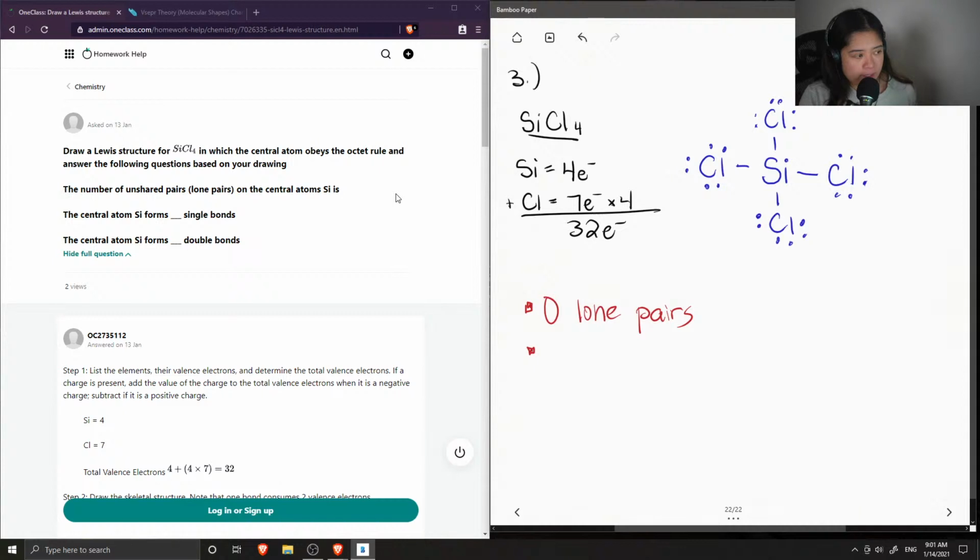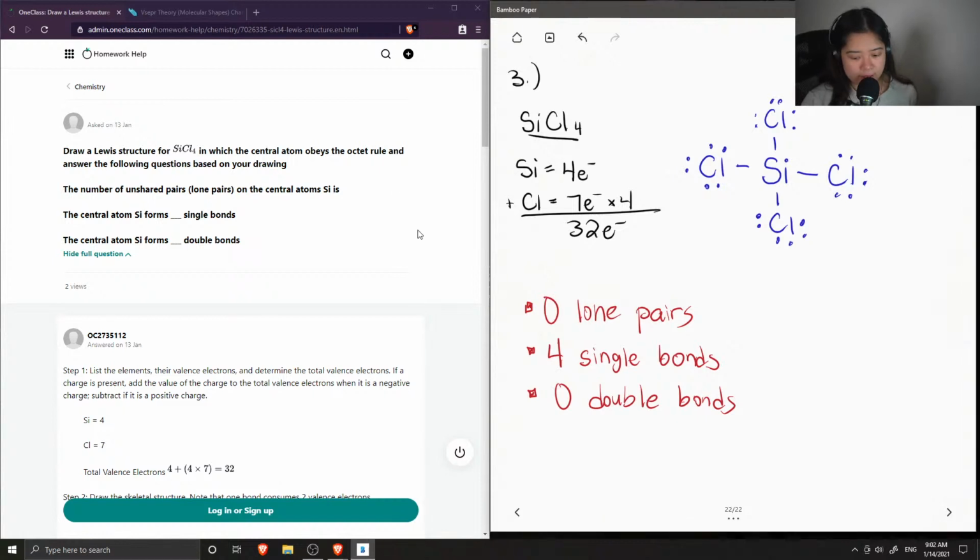The central atom forms how many single bonds or double bonds? So there are 4 single bonds. And then lastly, how many double bonds does it form? And there are no double bonds in the molecule, so just 0.